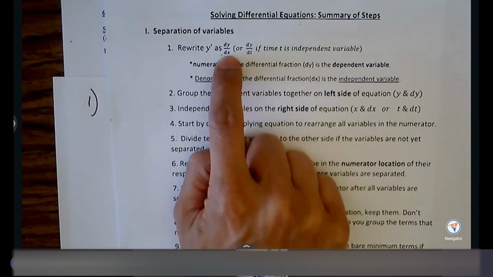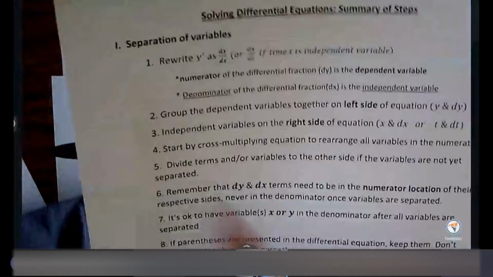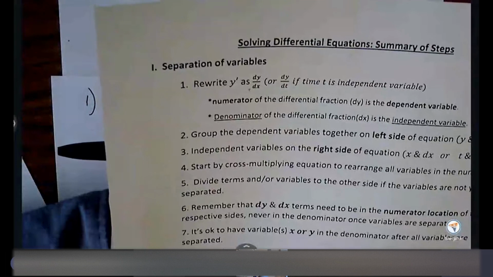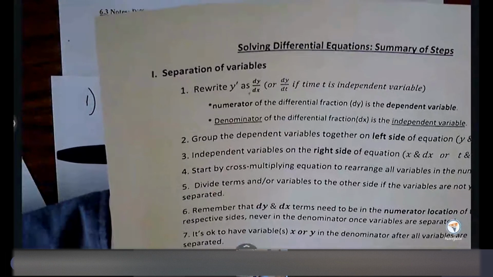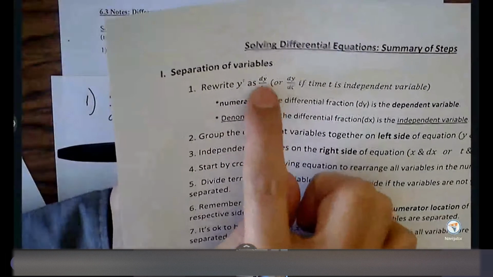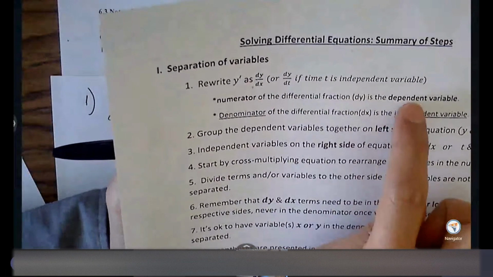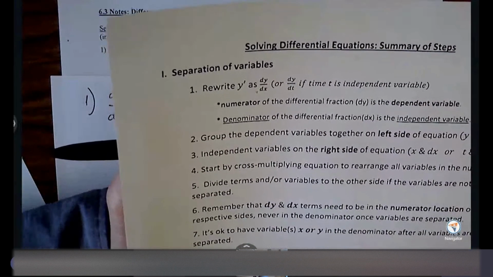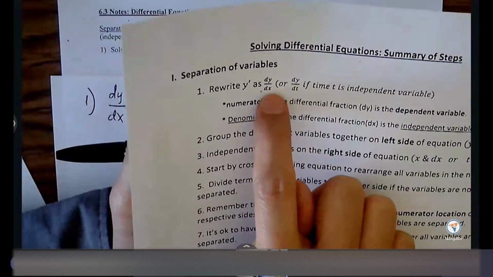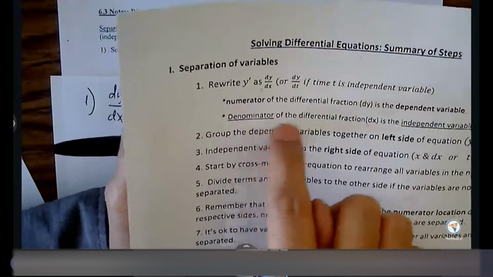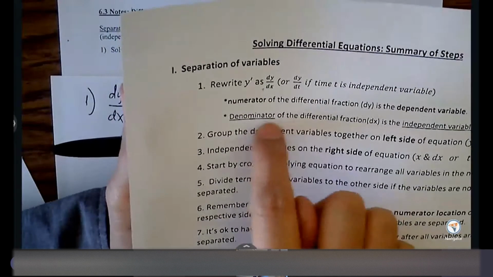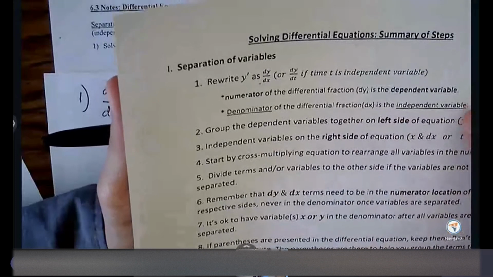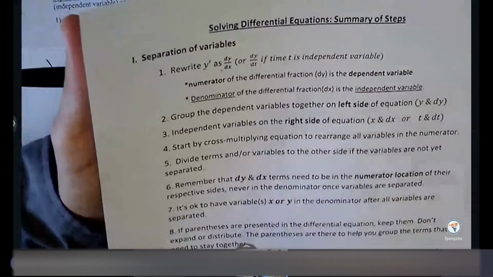Now this dy over dx is very descriptive because not only does it tell us what variables we're dealing with, it also tells us what the dependent variable is and what the independent variable is just based off the location. So whatever's in the numerator of your differential fraction is the dependent variable. And we want to put the dependent variable, or anything associated with the dependent variable, on the left side of the equation. Whatever's in the denominator, the dx in this case, indicates that our independent variable is x, and we want to have the independent variable on the right side of the equation.